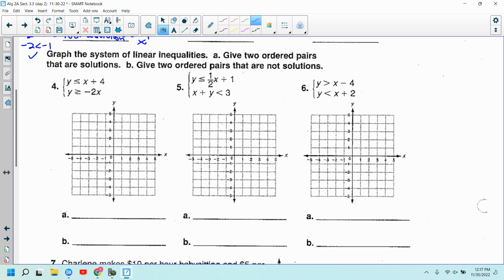All right, let's go ahead and hop to number 5. We're going to do that one together. All right, first one, we can go ahead and graph. Less than or equal to 1/2 x plus 1. Wait to shade everything because we got two of them. 1/2 x plus 1, start at 1. Go up 1 over 2, down 1 over 2. Solid line.